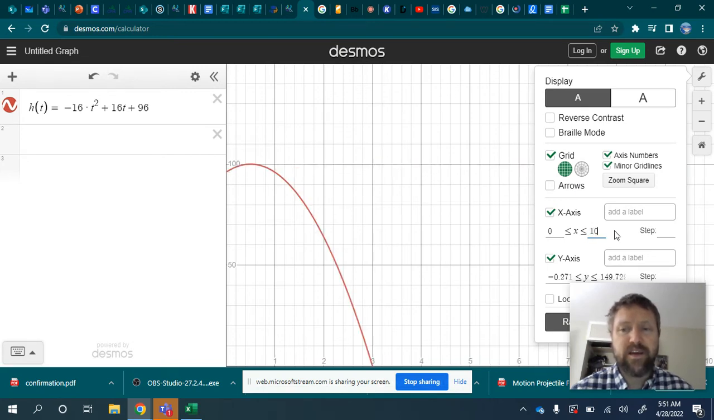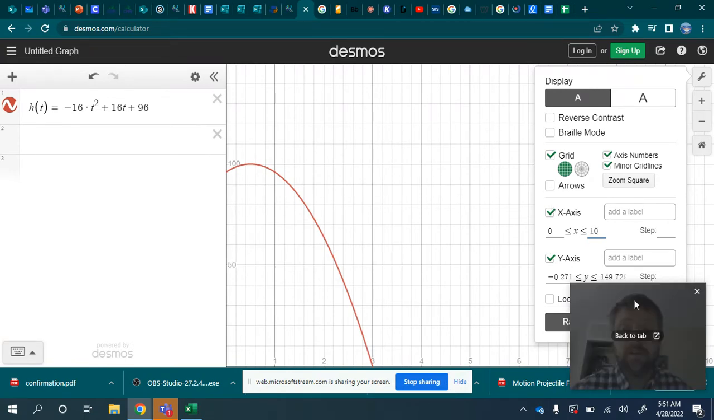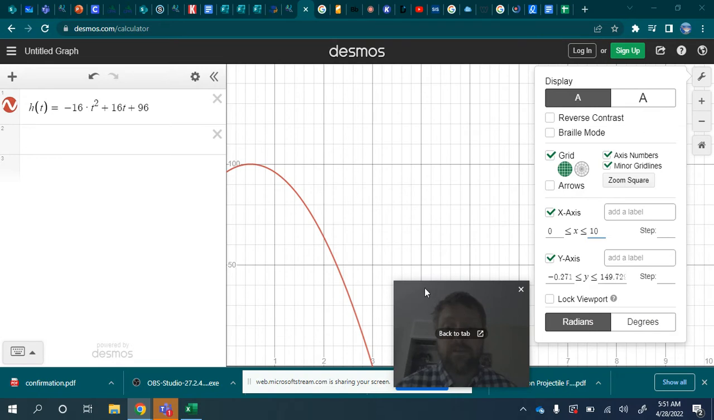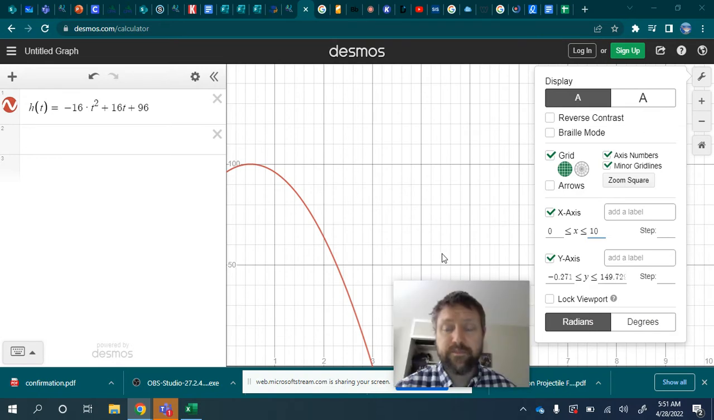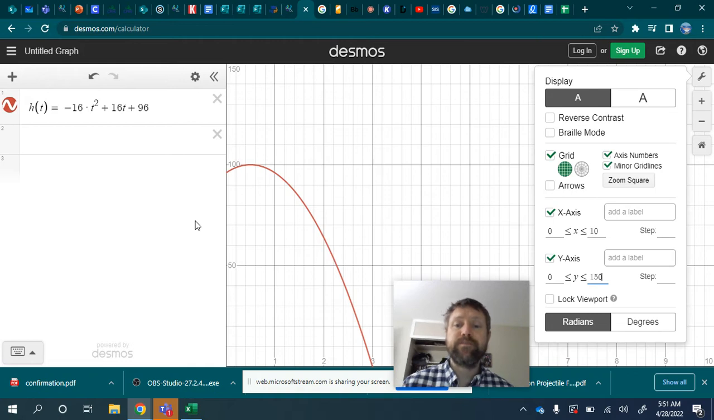I put 10 seconds to see how much time she would be jumping into the ocean. But as you can see from the graph, the answer was 3. And then the y-axis, we know she jumped from 96 feet. So I'm going to start at 0 and go up to 150. We are only looking at positive numbers here.